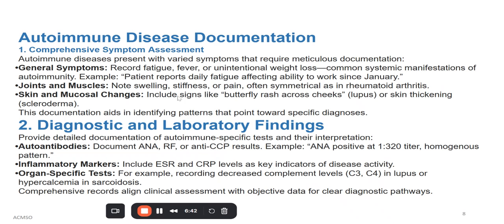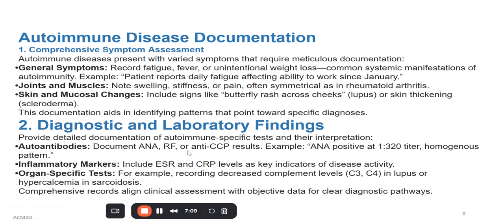This documentation aids in identifying patterns that point towards specific diagnoses. Diagnostic and laboratory findings: provide detailed documentation of autoimmune-specific tests and their interpretation. Autoantibodies: document ANA, RF, or anti-CCP results. Example: ANA positive at 1:320 titer, homogeneous pattern.